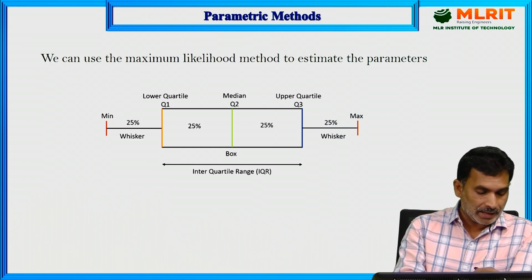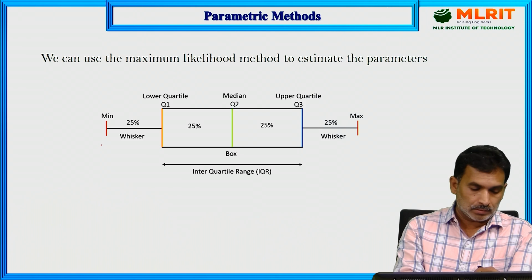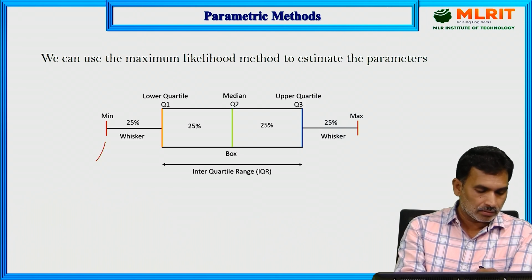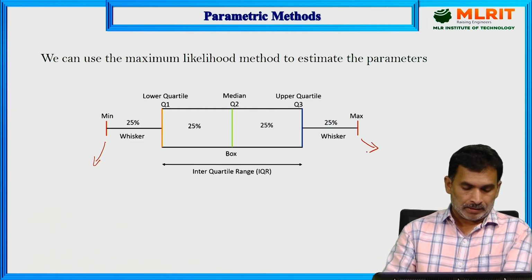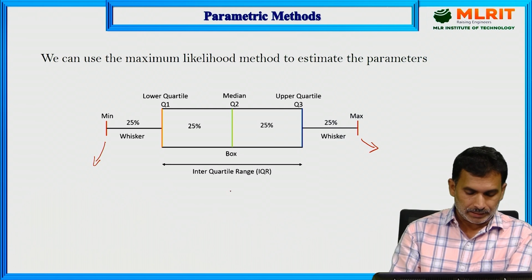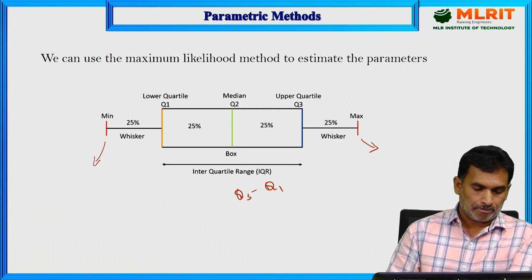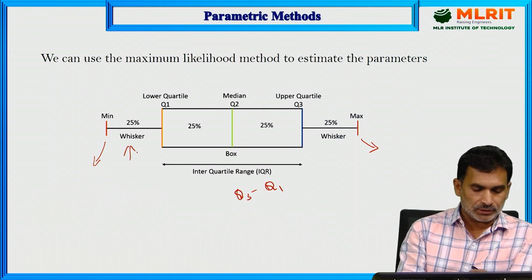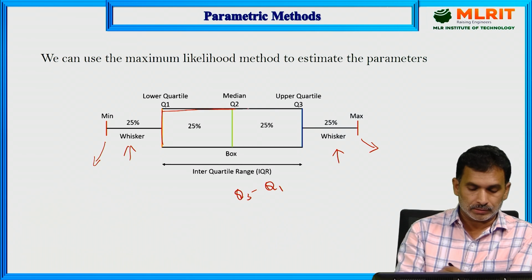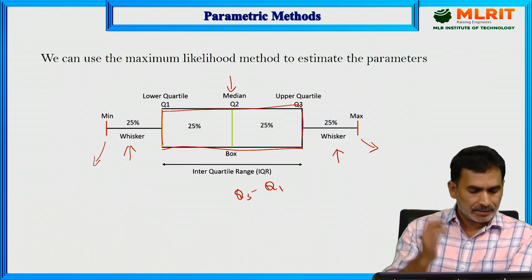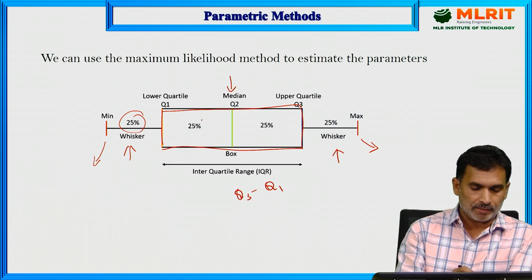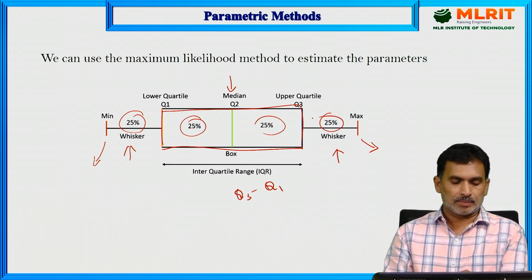So this box plot has the minimum, the minimum non-outlier value, and this is the max non-outlier value, and there is an interquartile range, that is Q3 minus Q1. These are called whiskers, and this is a box, and this is the median. This entire range is divided into 4 partitions, each having 25%, totalling 100% of the data.